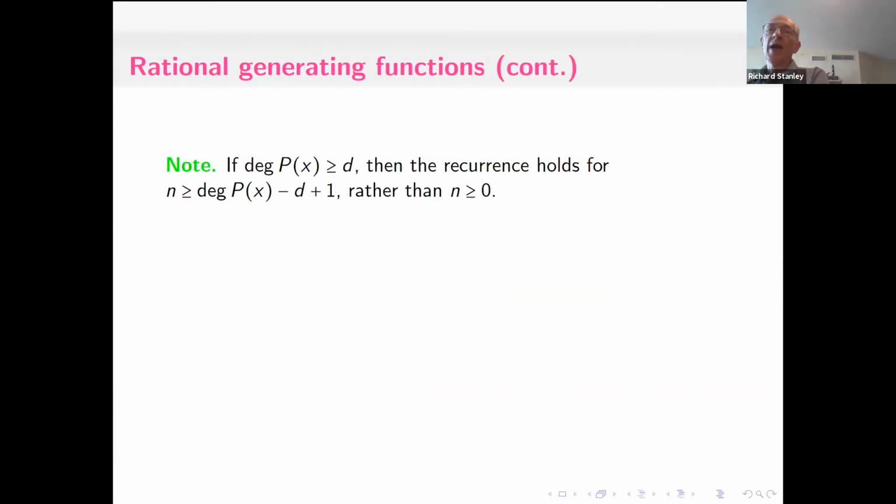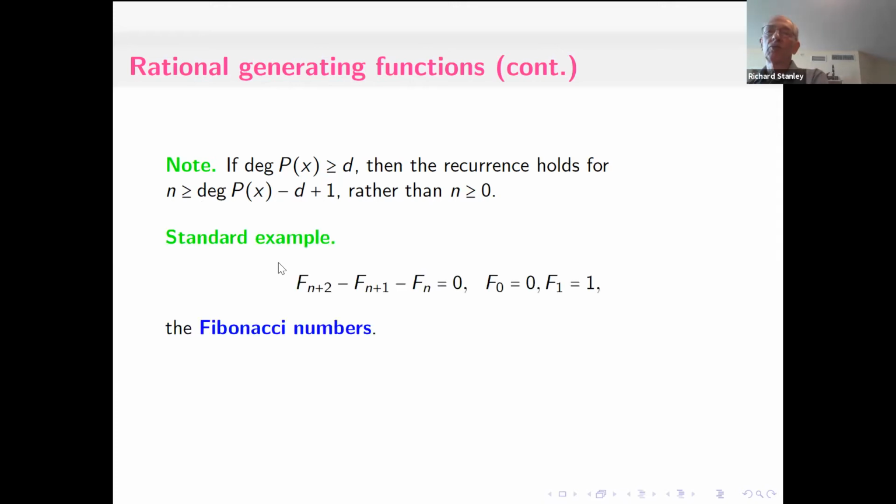We could note that if we have a rational generating function whose degree of the numerator is greater than or equal to the degree of the denominator, that just means that the recurrence holds not for all n greater than or equal to 0, but for n sufficiently large, namely the degree of p minus d plus 1. A standard example of a rational generating function would be the Fibonacci numbers.